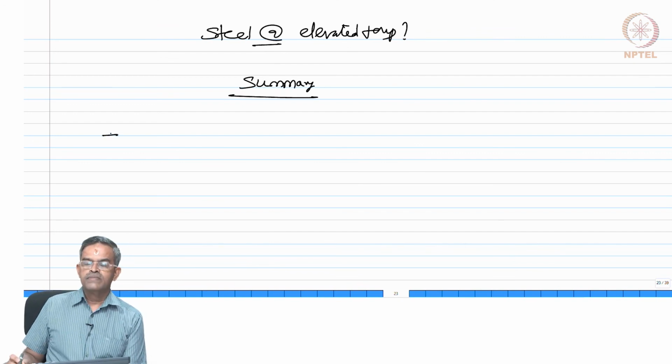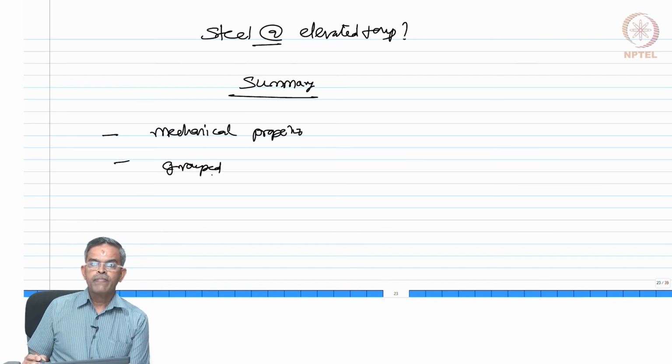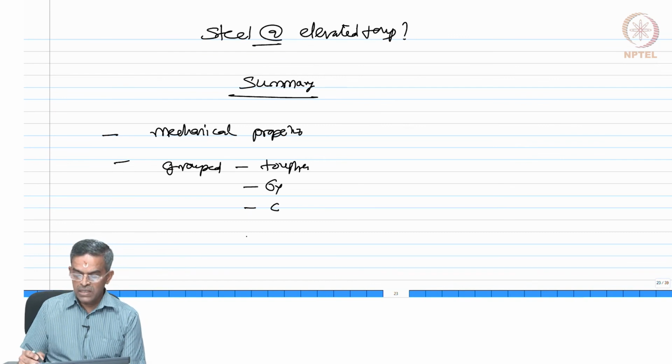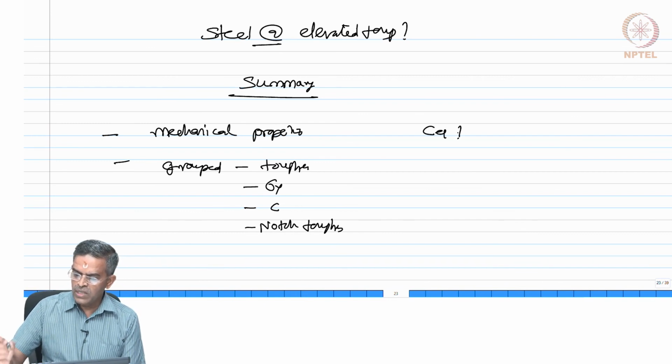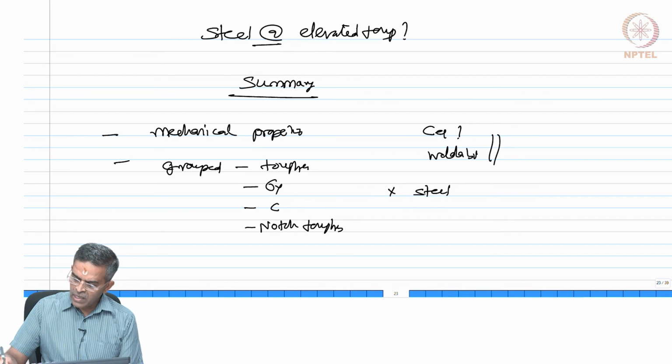We have learnt a few mechanical properties of steel which are important. We have learnt how steel is grouped based on toughness, based on sigma y and carbon equivalency, and also based on notch toughness. We also learnt how to work out the carbon equivalency and how to check the weldability of steel, and we have also seen what the special requirements are for steel as a construction material.